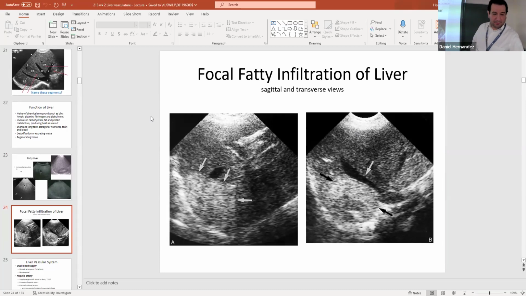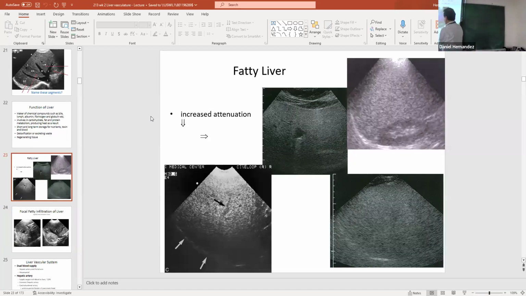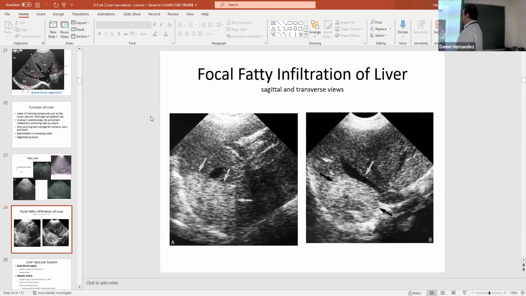So these were examples of diffuse fatty infiltration. The whole liver is fatty. There's no focal areas where that fat is collecting. But we can also have focal fatty infiltration, where those fat deposits are located in a specific spot or region. In this case, we can see the area here. It's very bright, very echogenic compared to the rest of the liver. So these are areas of focal fatty infiltration.